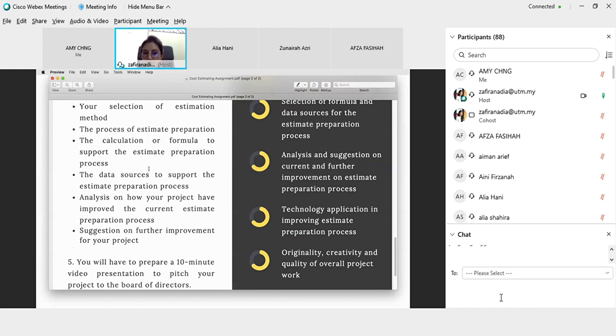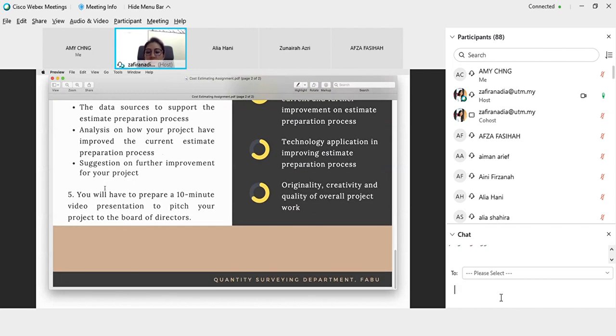Okay, and then the last one, akan ada points untuk improvement. Macam mana you boleh improve you punya project, you punya prototype tu better. Yang ni tak perlu panjang-panjang lah, maybe you bagi 3 je suggestion improvement. Alright, and number 5, you kena prepare 10-minute video.